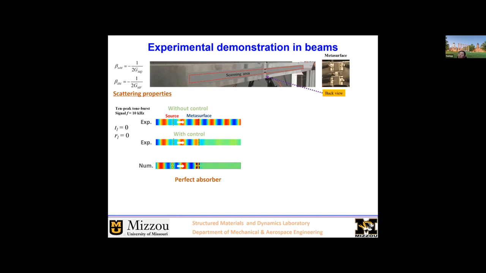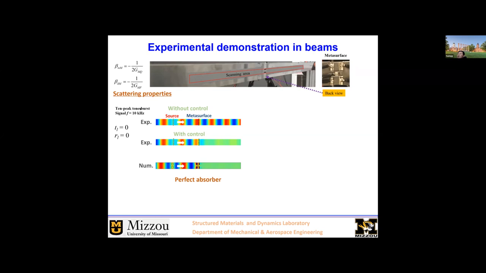If you want to control this unit cell, then we can say this metasurface or meta layer has the ability to make the transmitted wave zero, and the refracted wave also equal to zero. Basically, all the mechanical energy that reaches this metasurface is totally absorbed, okay?